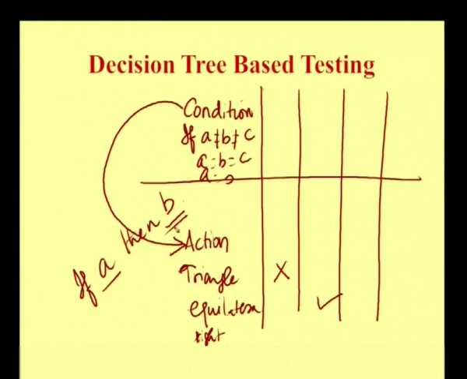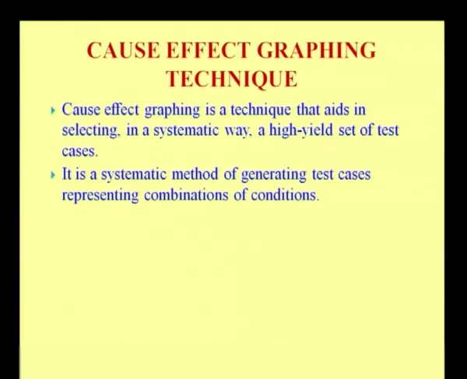Having considered this, we are able to draw certain test cases, which is again referred to as black box testing and satisfies certain limitations of the constraints. There is another technique called the cause effect graphing technique, a technique that aids in selecting, in a systematic way, a high yield set of test cases. It is a systematic method of generating test cases representing a combination of conditions.